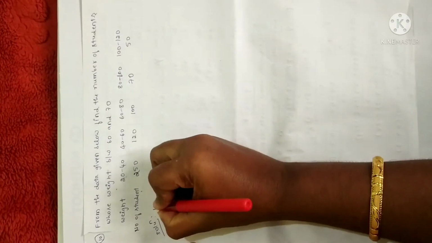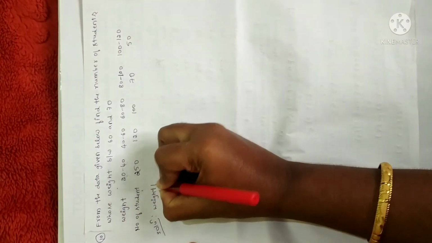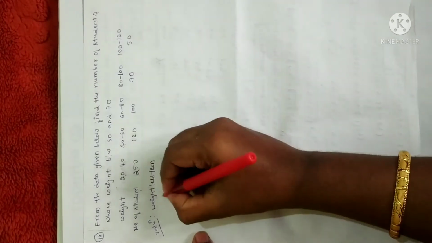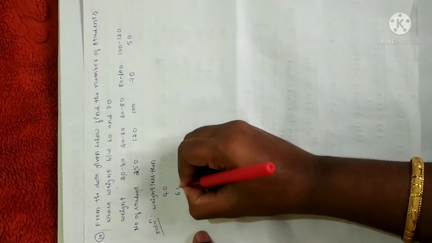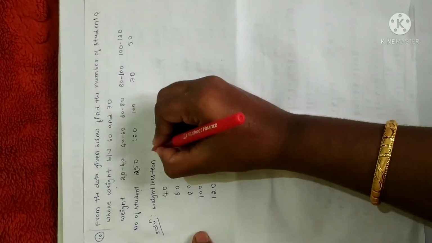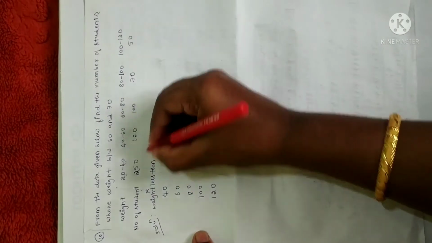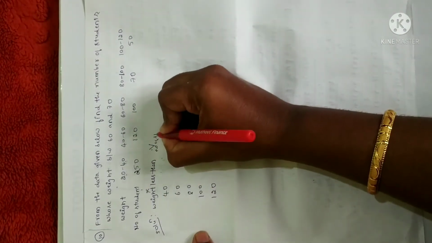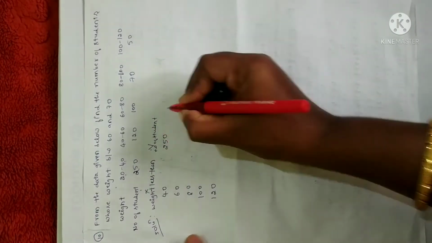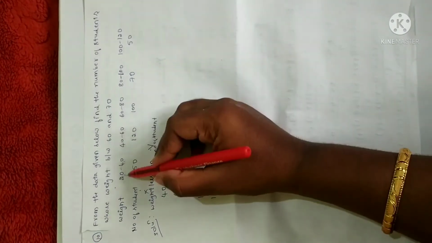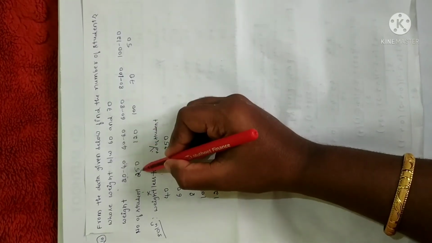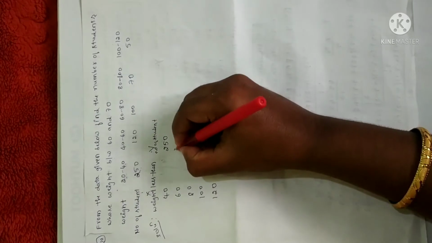So I'll just write weight less than. Here 20 to 40 is there. So I have to write less than 40, less than 60, less than 80, less than 100, less than 120. Now the x value, y value is none other than the number of students. As I already told you, see here 20 to 40, 250 members are there. Now less than 60 in the sense 20 to 40 is also less than 60. So you have to add 120 with 250. So 120 plus 250 is 370.